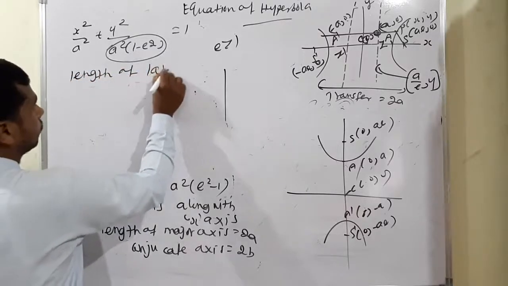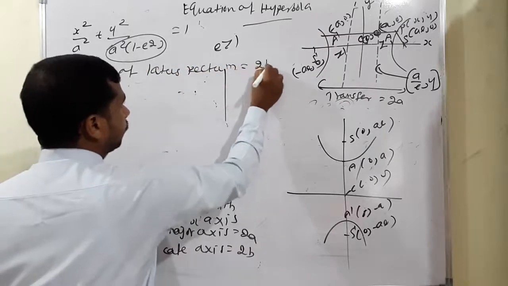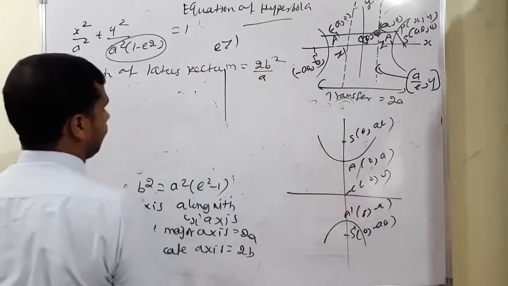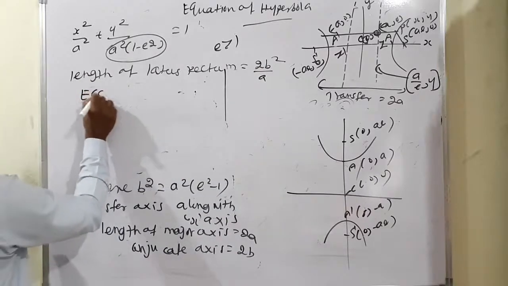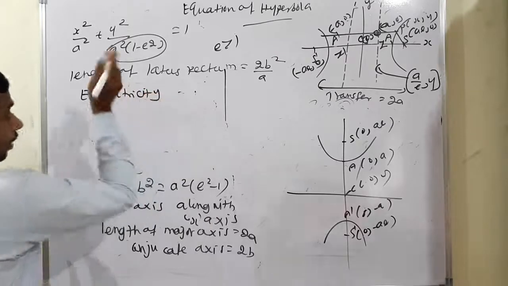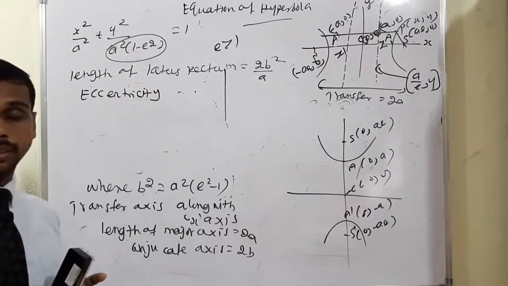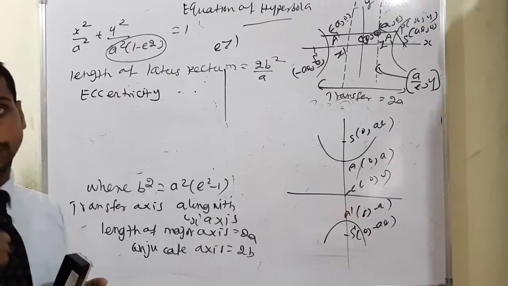Length of latus rectum is equal to 2b square by a. Then how to find out the eccentricity? So eccentricity in ellipse, already we know what is the meaning, e is equal to square root of 1 minus b square by a square.